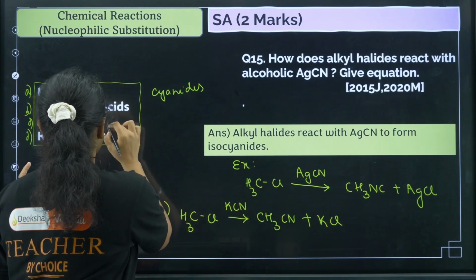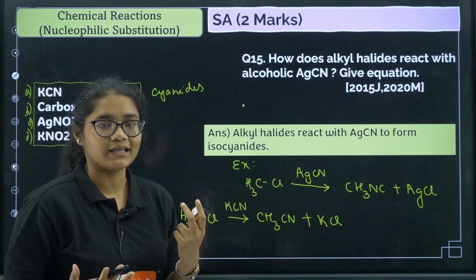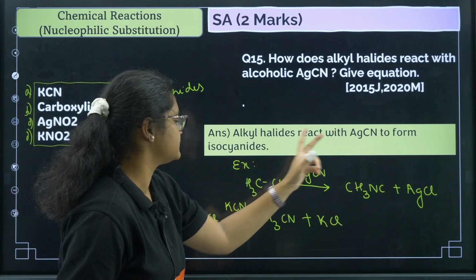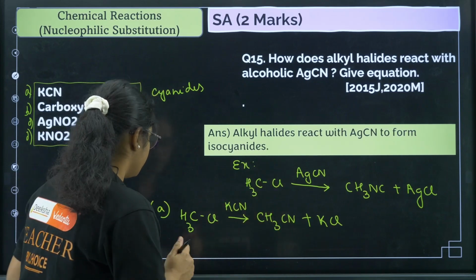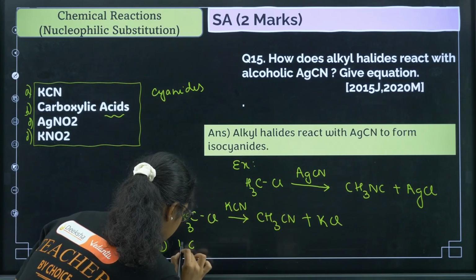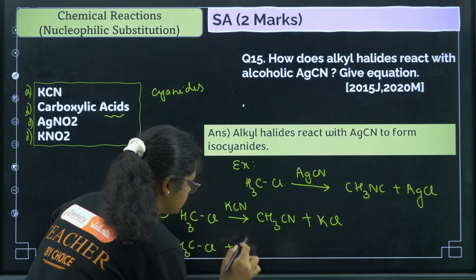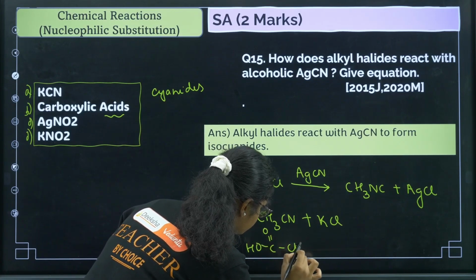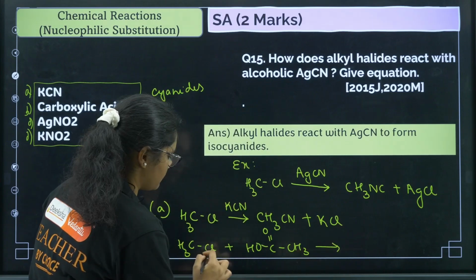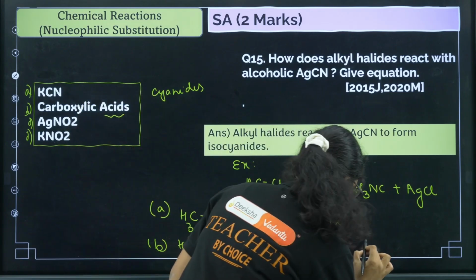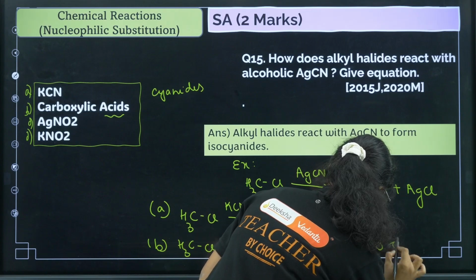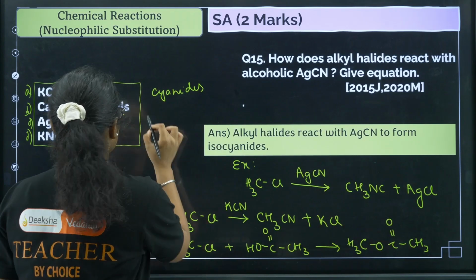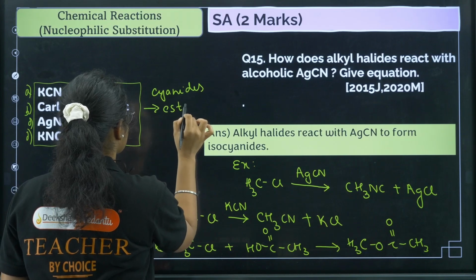Now with carboxylic acids, what will happen? With carboxylic acid it gives you esters. So you can write down alkyl halides react with carboxylic acids to form esters. Okay, now how will the reaction be here? I'll write that reaction. You have CH3Cl plus carboxylic acid, right? So I have CH3COOH. Here HCl will form and we will get CH3OCOCH3. Right? This one will give you esters.